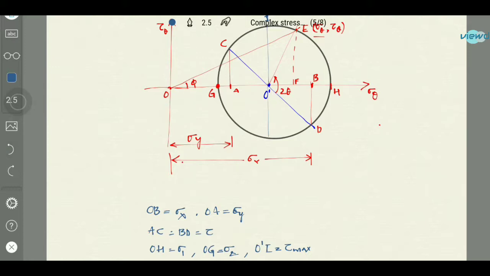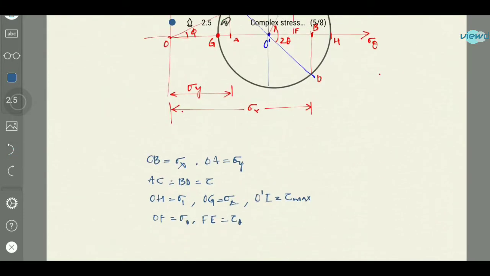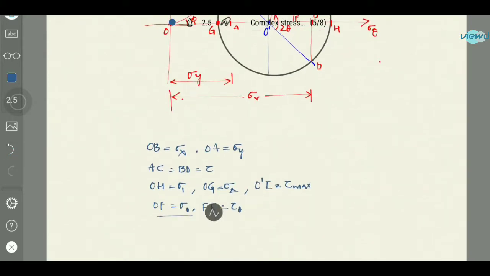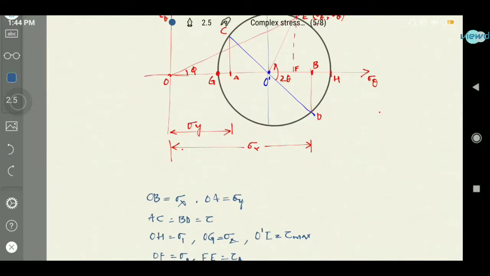And next one is O dash I, which is tau max. This O dash I will be maximum shear stress, and OF is equal to sigma theta. We have considered at this plane 2 theta, so OF will be sigma theta, which is the coordinate of this point E, and FE will be tau theta. So this is the Mohr circle if biaxial stresses and shear stress are acting on the body.